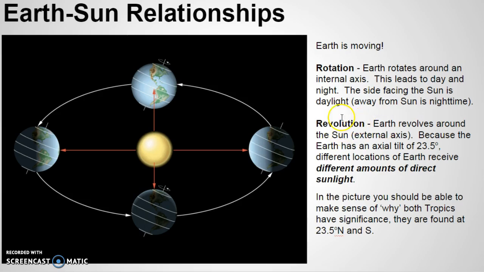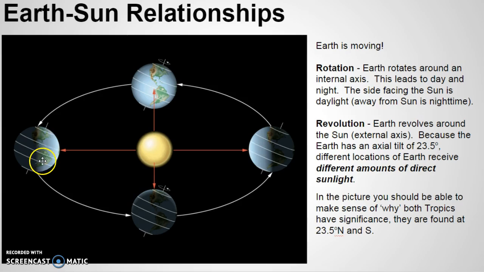So we call that nighttime. Here I have a revolution, and in the picture we see the counterclockwise orbit of the Earth around the Sun as well. So we have this counterclockwise rotation, and we have this counterclockwise orbit as well. Because the Earth has an axial tilt of 23.5 degrees, different locations on Earth receive different amounts of direct sunlight. And we can see that in the picture.